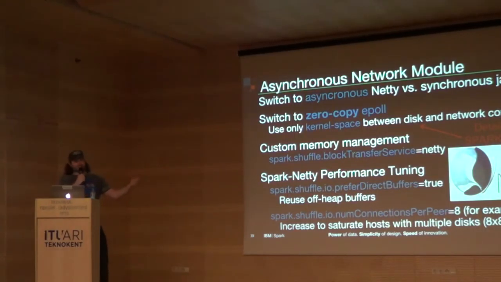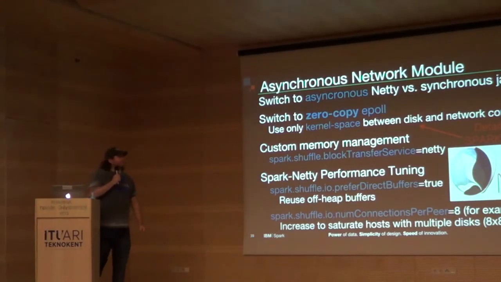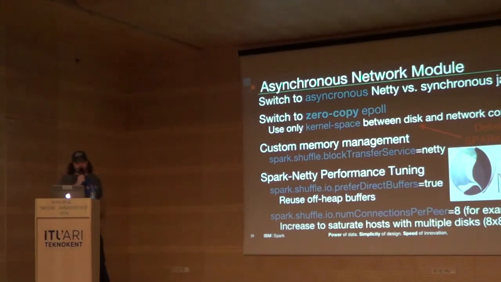So this is zero copy. As data comes in, it's just going to use that. It all stays within kernel space and just goes straight to disk. So it smooths out garbage collection, right? It's not creating a lot of byte buffers, things like that.